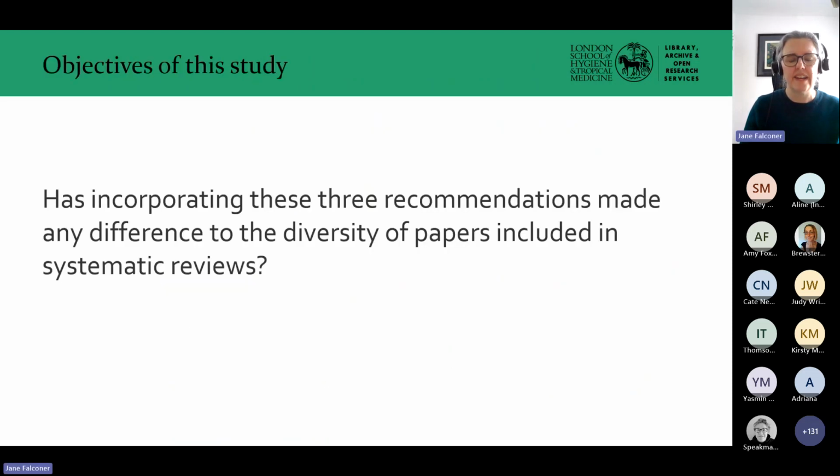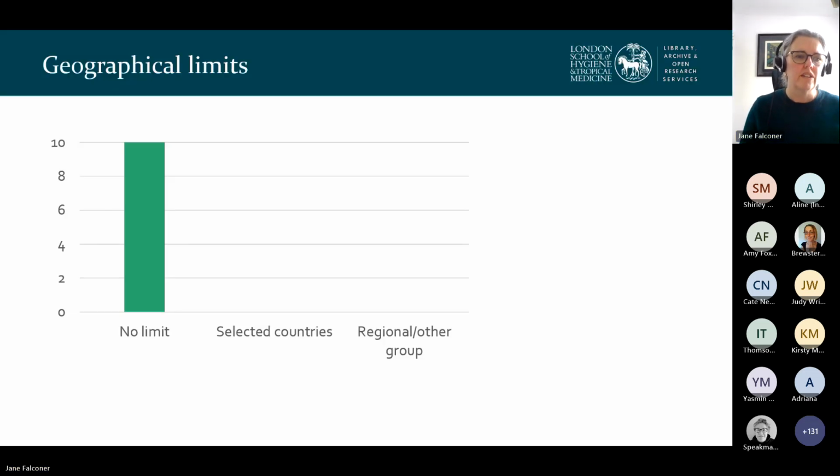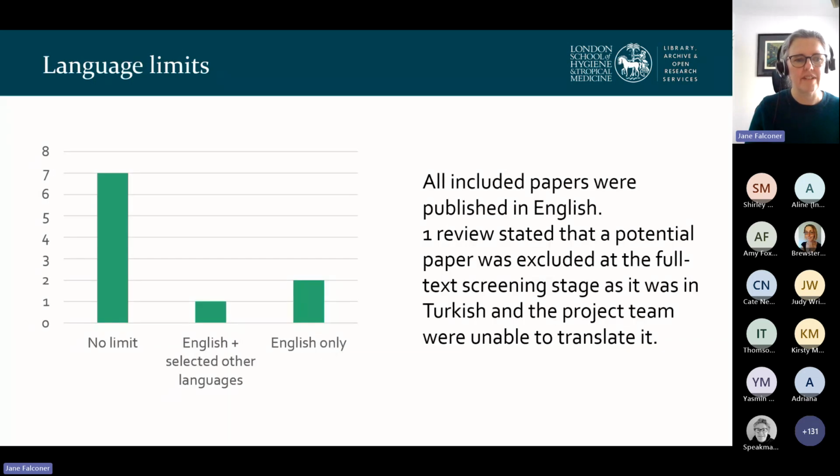And I did a bit of analysis on some reviews that I was involved with to see if this actually made any difference to the papers that were included in the review at the end. So this was only done on 10 reviews that I was involved with. So it's a very biased and very small number of reviews. So none of them used any geographical limit. So we weren't able to do any analysis on that and whether that made any difference.